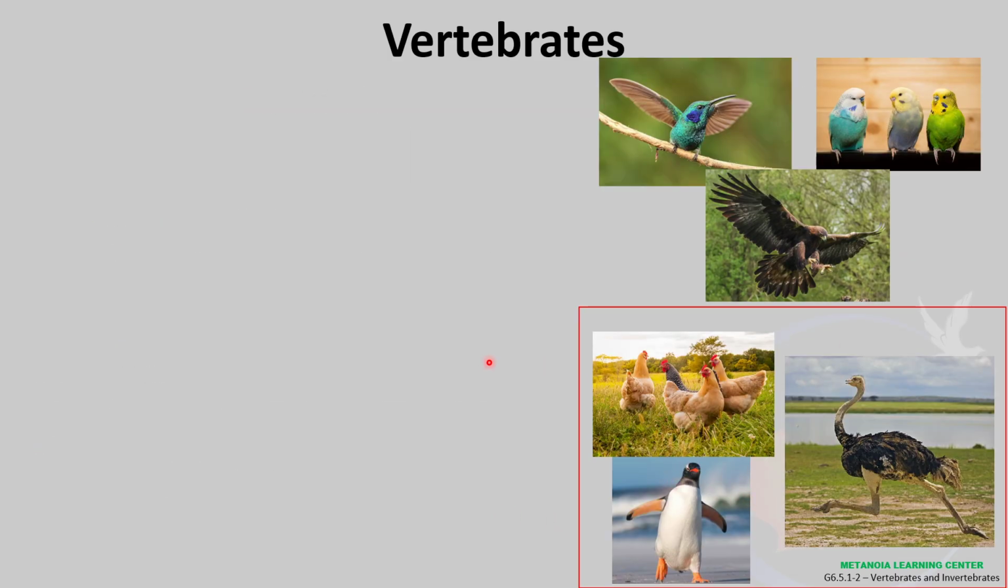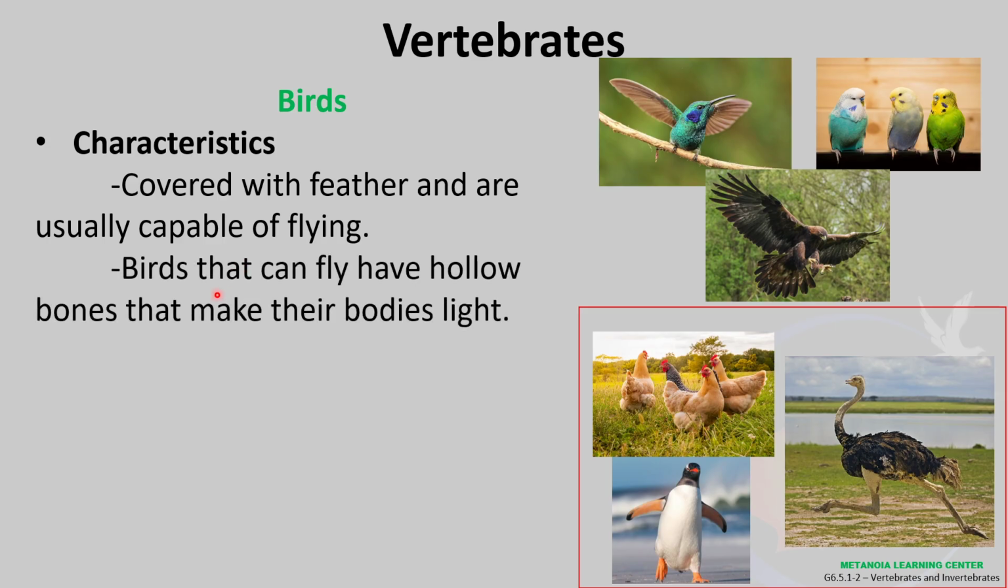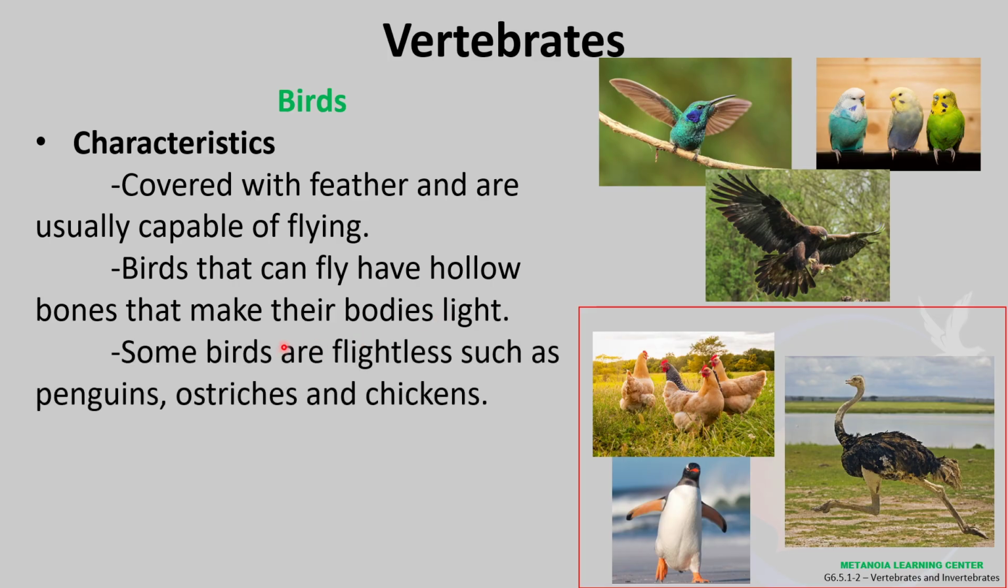Okay. So vertebrates, no? Ito birds. Hindi ko na separate yung animation. So anyway, characteristics: covered with feathers and are usually capable of flying. Birds that can fly have hollow bones that make their bodies light. Some birds are flightless, such as penguins, ostriches, and chickens. Yan sila. These are examples of birds that cannot fly.